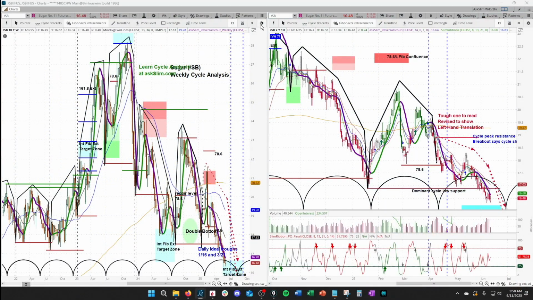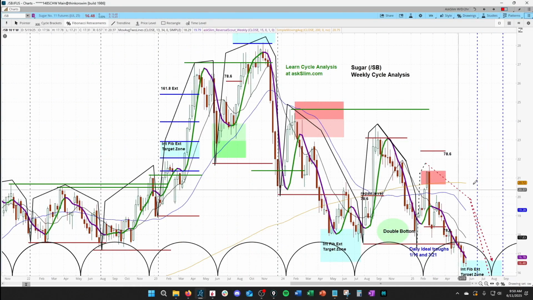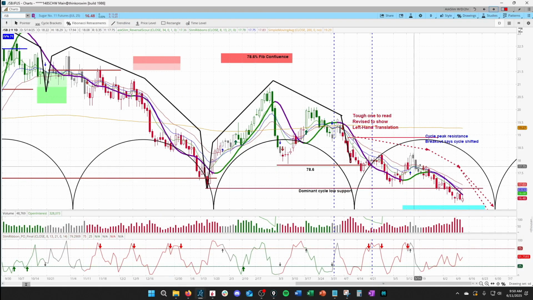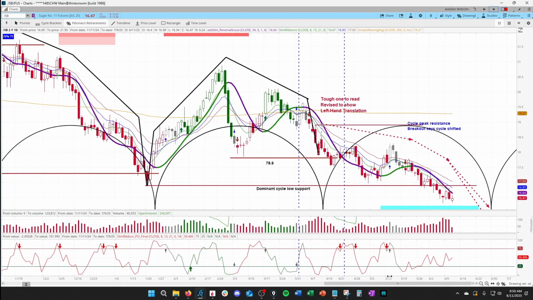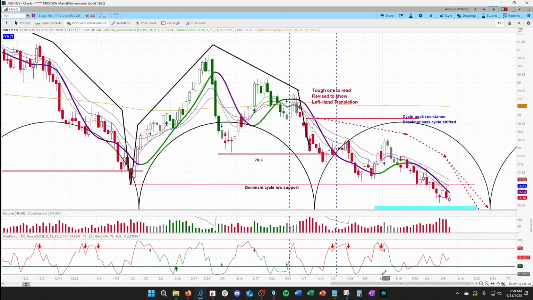Jump over to sugar. In a corrective mode, 77 to 922, RS is firm down. That's really the most important thing. Look at how this is trading. RS is down.